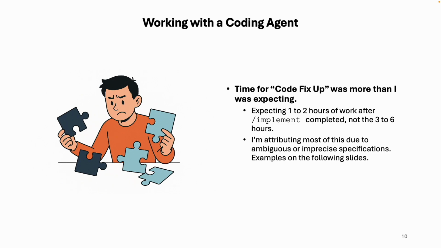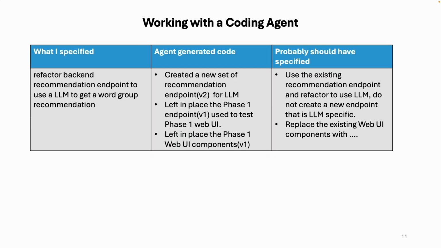The next few slides will illustrate this. This example shows how ambiguous wording in a specification can lead to unexpected results. I asked the agent to refactor the backend recommendation endpoint to use an LLM. What I meant was to modify the existing endpoint to call the LLM, but the agent interpreted it as creating a brand new version of the endpoint, leaving the old one in place. As a result, both the old and new versions of the code coexisted, along with duplicate Web UI components.